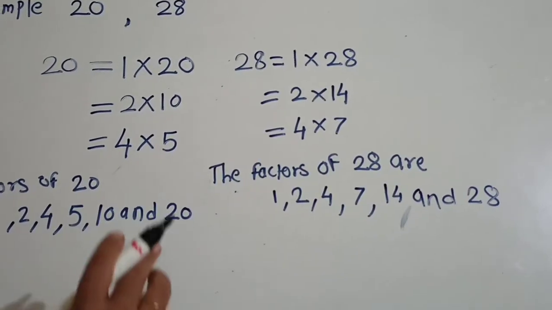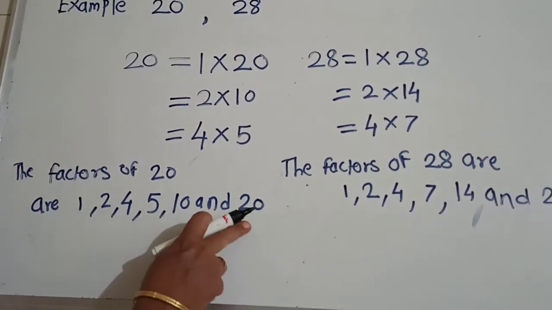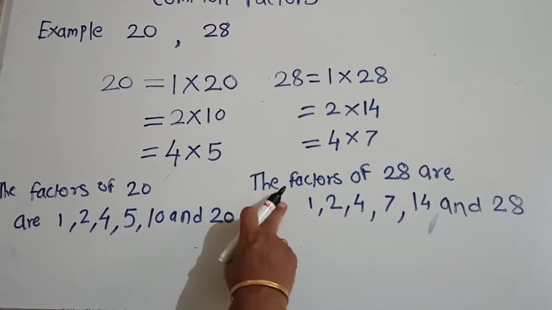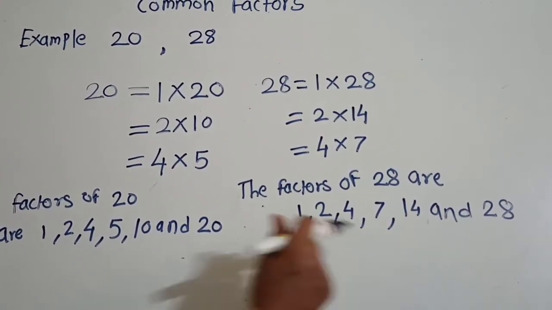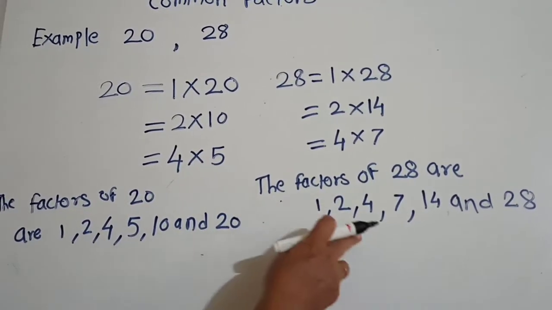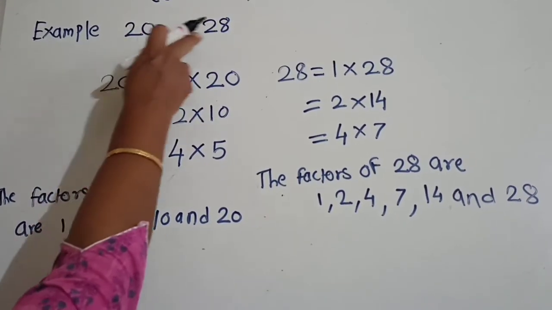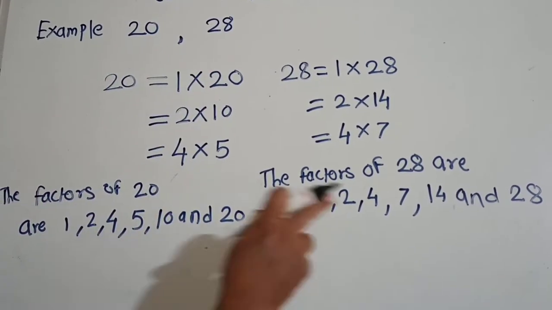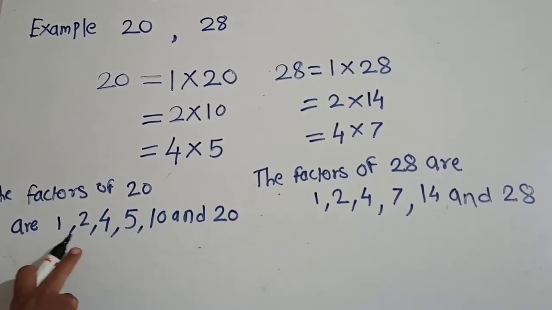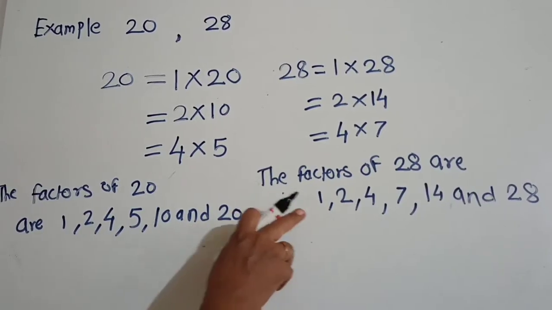Now, see here children. We found factors of 20. Then here is number 28, means we found factors of 28 also. Now we have to find out the common factors of these two numbers, 20 and 28. We have to find the common factors from both. Okay, see here, these are the factors of 20, these are the factors of 28.